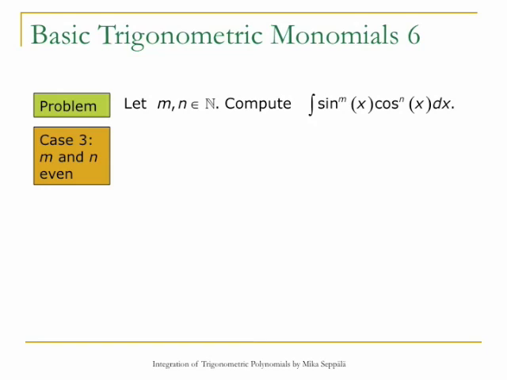Now if both powers of sine and cosine are even, then we cannot apply the previous methods. We have to do something else. So we now consider the integral of sin^m x cos^n x dx, and we assume that both m and n are even.